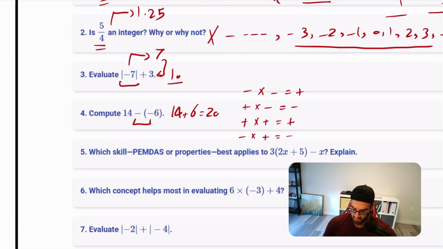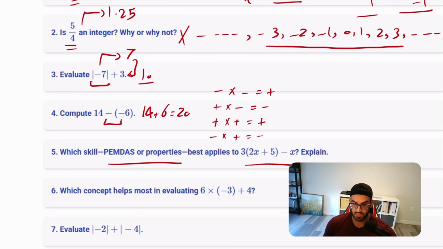So which skill of PEMDAS or properties are we going to use in order to find this one? If you remember, what was PEMDAS? PEMDAS means the order of operations. It means that we have different kinds of operations in each example. At this point, for example, we have parentheses, addition, and subtraction. By using the order of operations, which we know as PEMDAS, parentheses, exponents, multiplication, division, addition, and subtraction, we can simplify everything, and we know where we should start and where we should end.